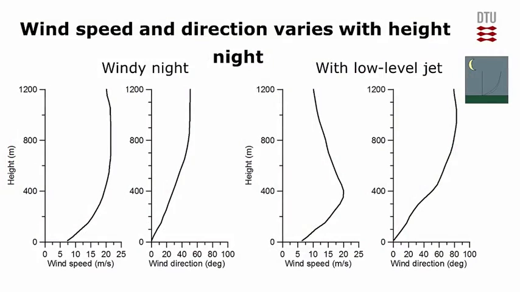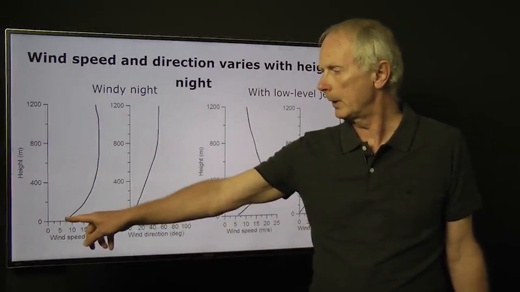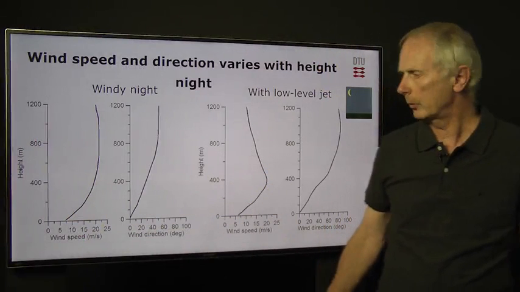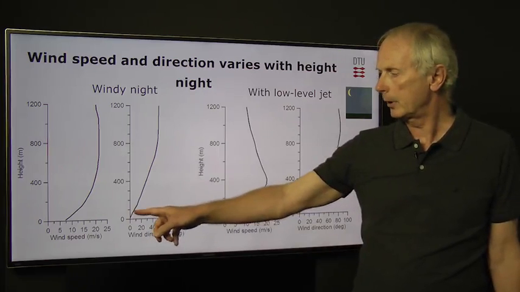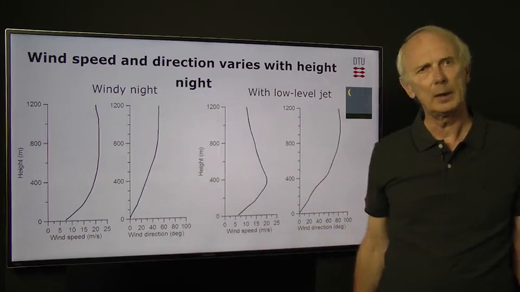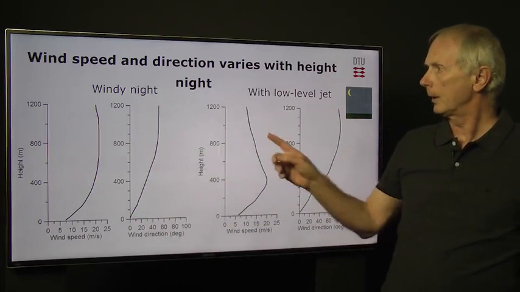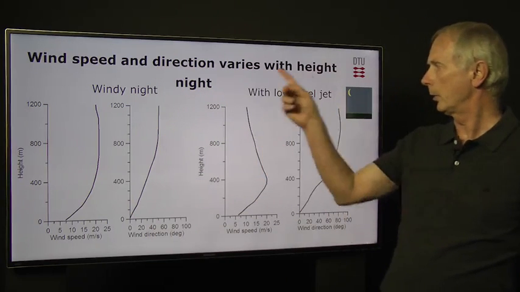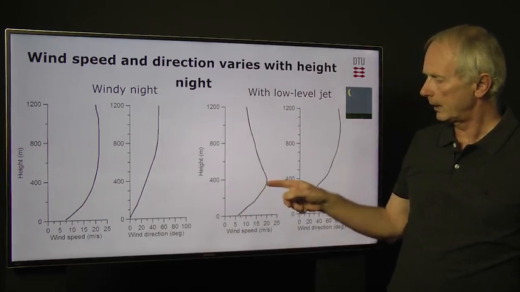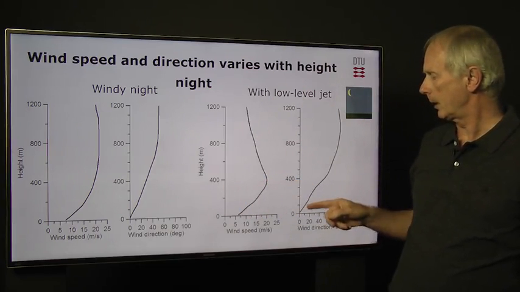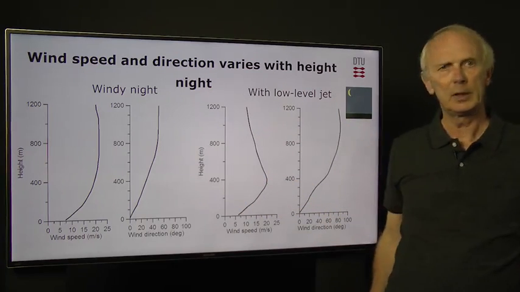This is completely different during the night. First of all, the wind speed increases much more during the night than during the day. It's near linear. The directional change is much bigger than during the day. And this is a windy night with a low level jet. You can see the formation of the jet, in this case at about 300 meters, and a very pronounced directional shear.